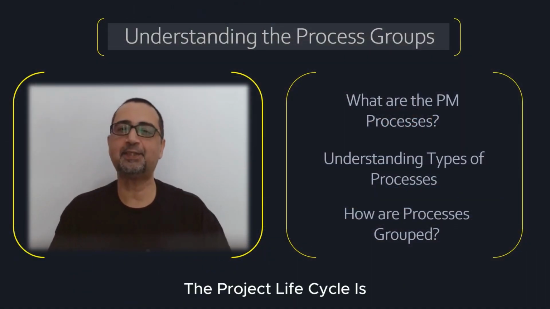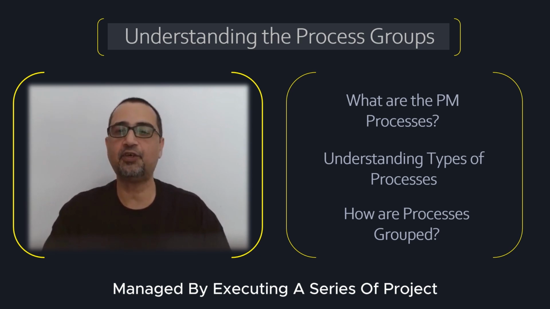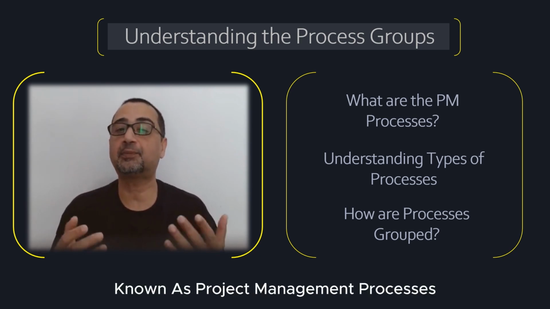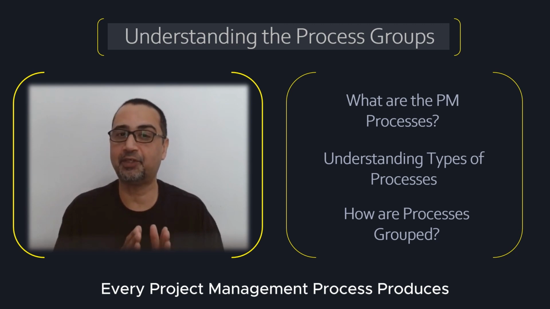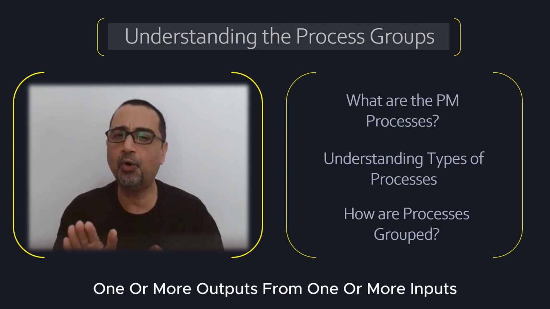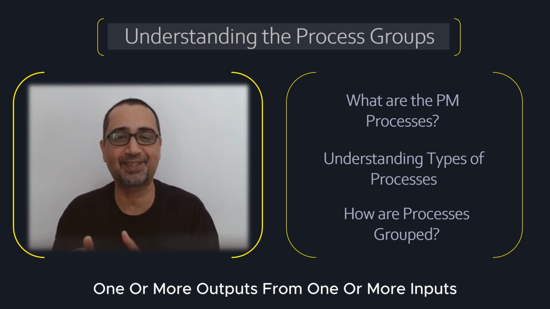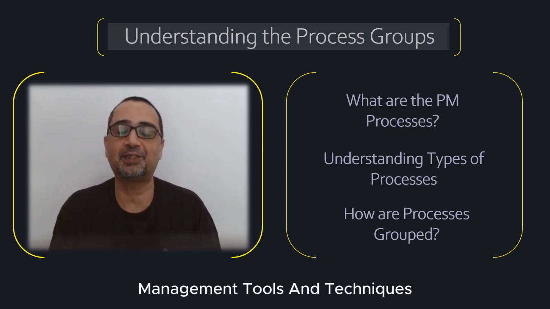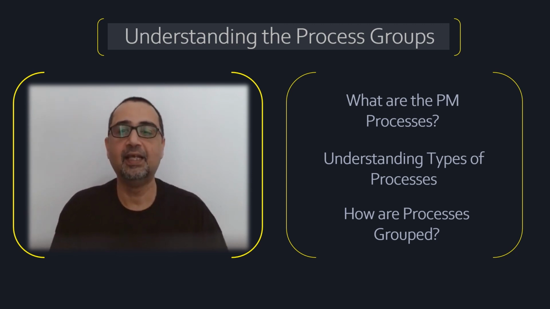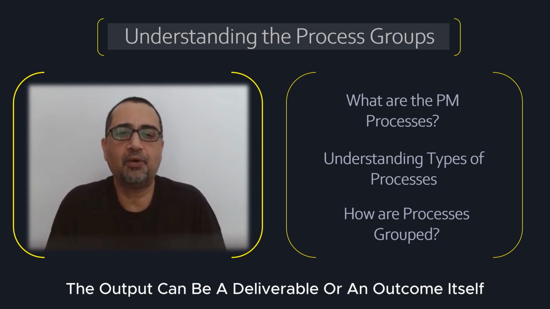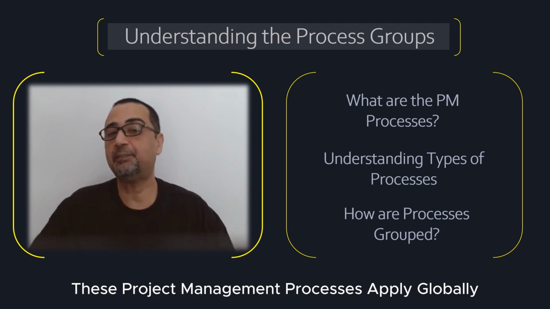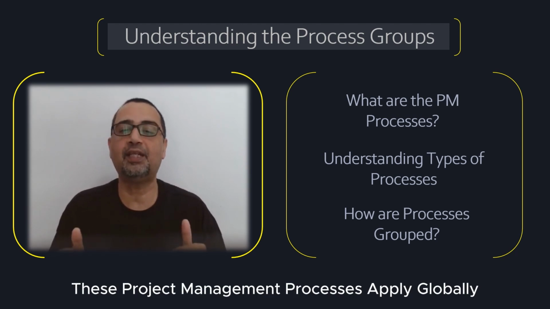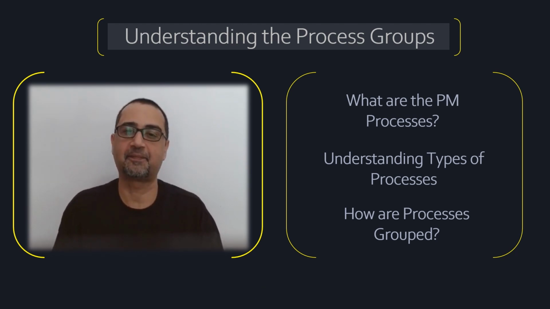The project lifecycle is managed by executing a series of project management activities known as project management processes. Every project management process produces one or more outputs from one or more inputs by using appropriate project management tools and techniques. The output can be a deliverable or an outcome itself, and outcomes are an end result of a process. These project management processes apply globally across industries.